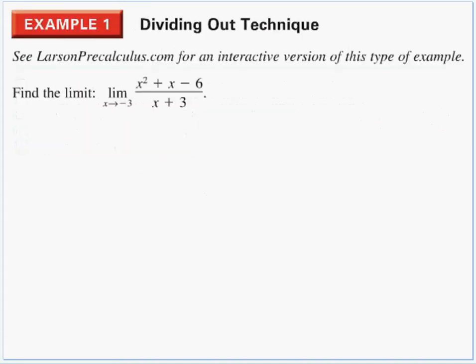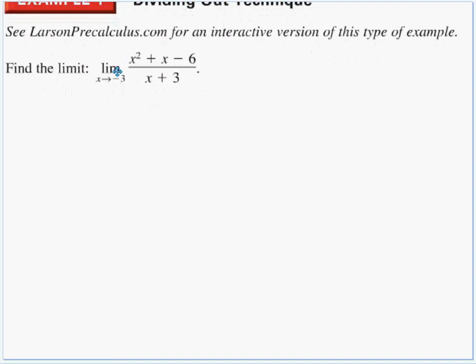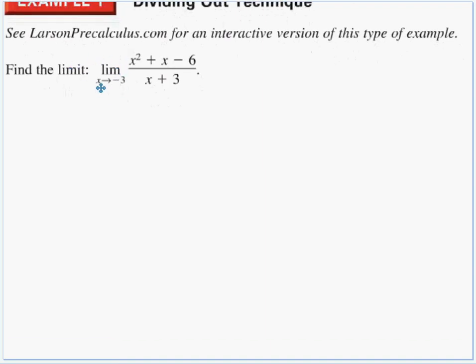So here we are, example 1. We have found this limit here. We're approaching -3. Numerator is a polynomial, as is the denominator. Of course, first, always going to try the direct substitution. Directly substitute the -3 in. We're going to get 9.